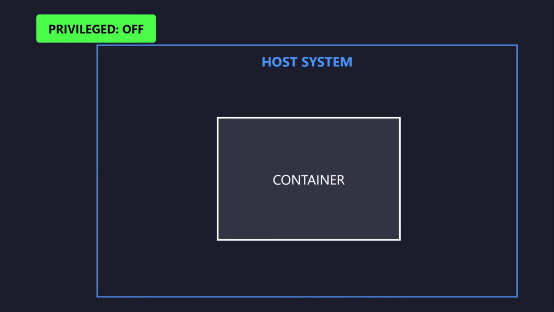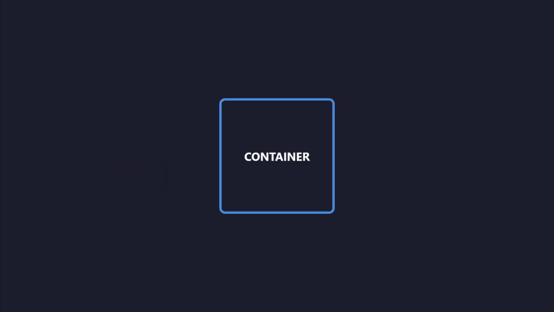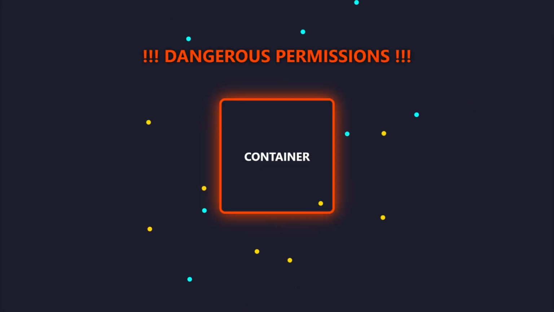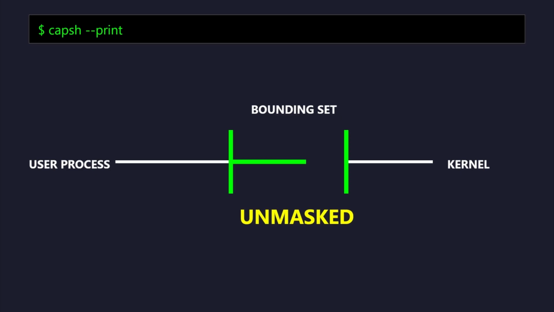The Docker privileged flag entirely dismantles container isolation. It presents an immediate avenue for complete host operating system compromise. When this flag is enabled, the container receives all Linux capabilities. This includes dangerous permissions like system administration and raw network access. Running the capabilities show command inside the environment exposes a completely unmasked bounding set. No restrictions are placed on kernel interactions.